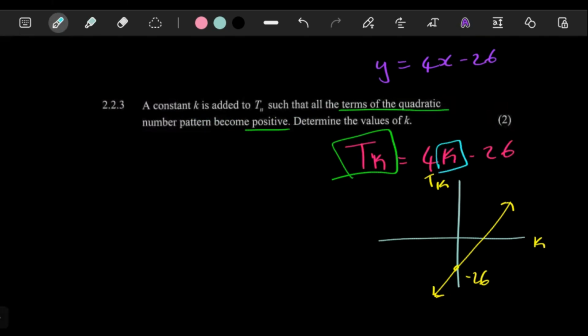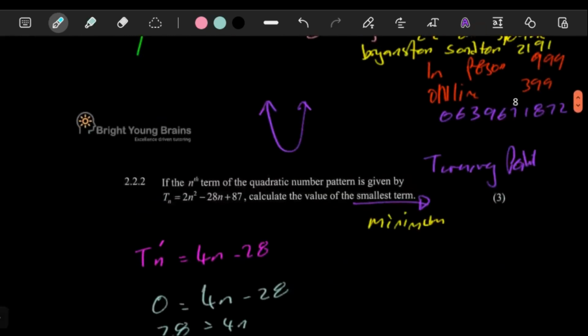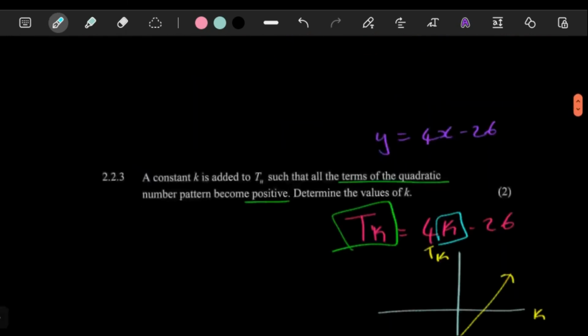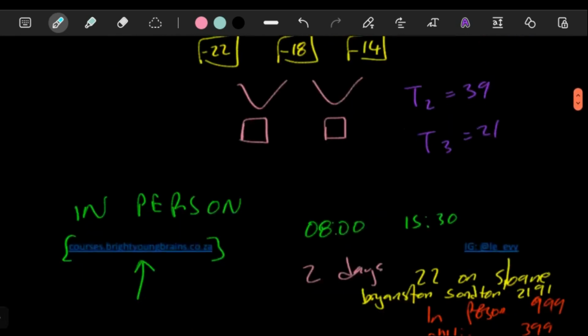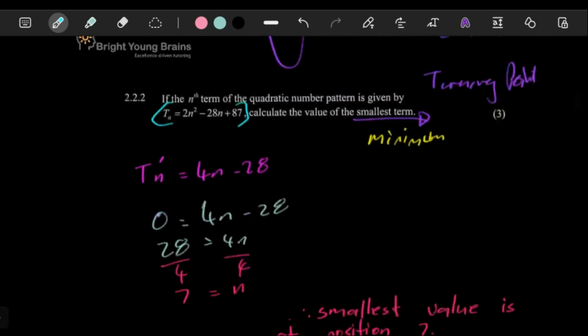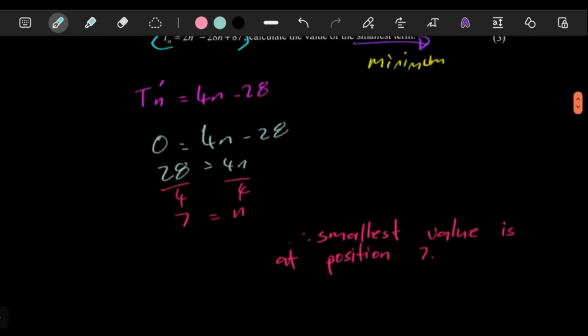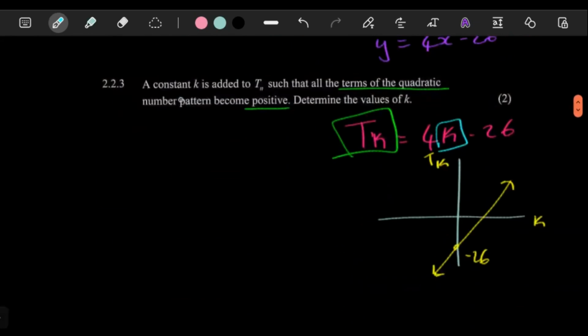Yeah, this question needs you to think. A constant k is added to Tn. Oh, but Tn would not, I think Tn would be representing, oh wait, are we still talking about the same thing? Oh, I'm literally thinking of 2.2. Okay, this is the Tn they're talking about. Oh man, I'm so lost, but I'm found now. It says the nth term of the quadratic is given by this. Oh, so they're now asking a constant value of k is added to Tn such that all the values are positive.